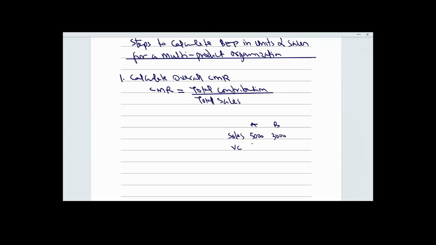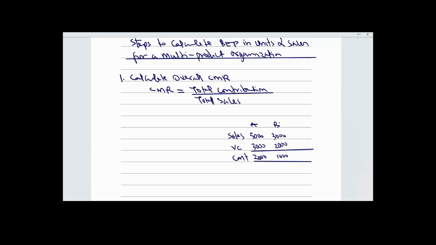Variable cost of product A is 3,000. Variable cost of product B is 2,000. Therefore, contribution of product A and B will be 2,000 and then 1,000. So let's say these are the information given to us.